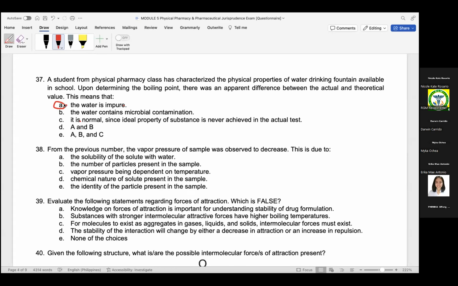Alam nyo, ang purified water, kunwari ito ha, kahit na may pyrogen siya, it's pure. Pure pa rin yan. So, ang magbo-boil pa rin siya at 100 degrees Celsius. So, hindi siya nag-boil at 100 degrees Celsius. Tumaas siguro, di ba? It's because the water is impure. Letter A.